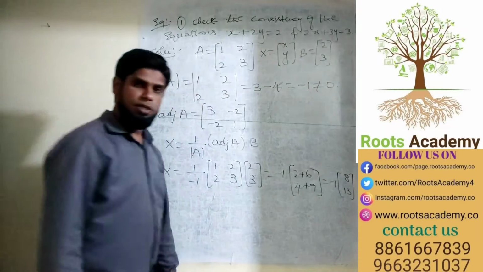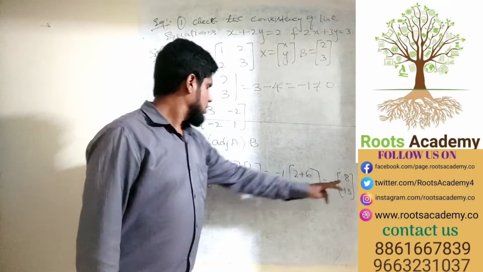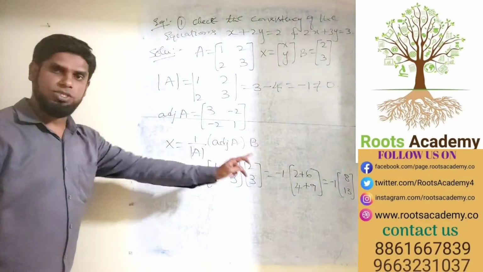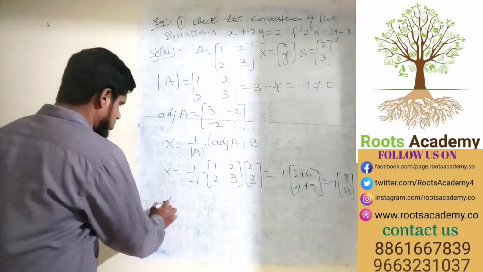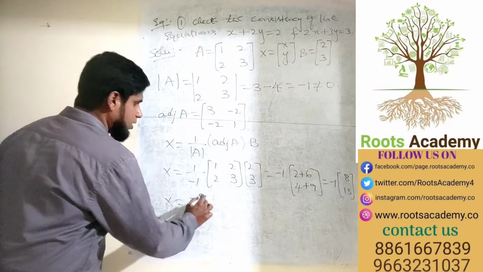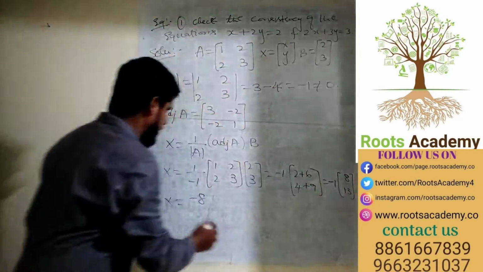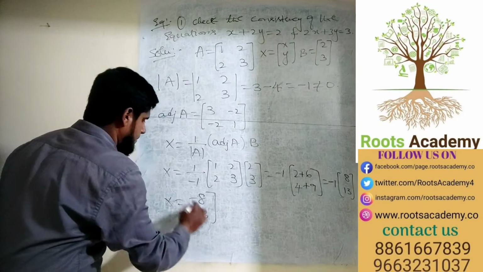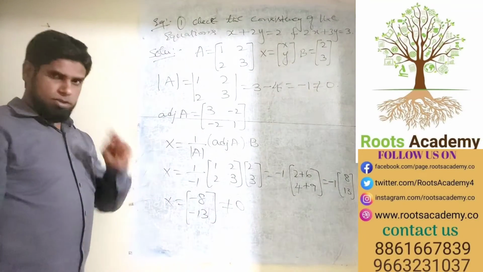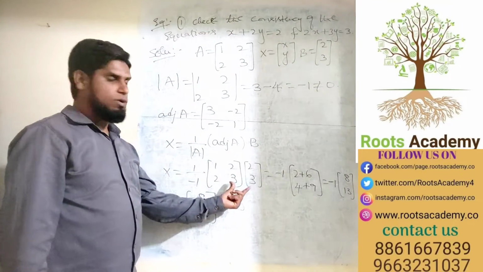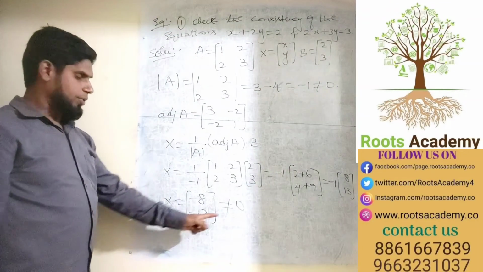13. Student, it is not equal to 0. Means this x has unique solutions. So student, x is equals to minus 1 into 8 is minus 8, minus 1 into 13 is minus 13. This is not equal to 0. So here adjoint A into B is not equal to 0 and determinant is not equal to 0, so this has a unique solution.